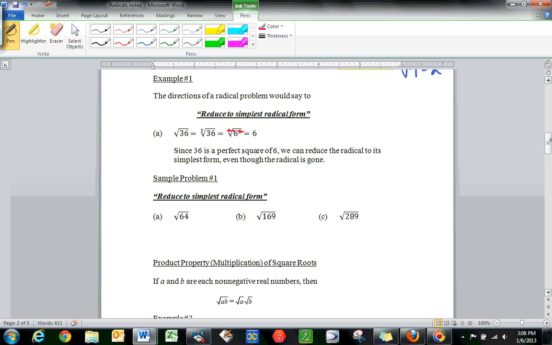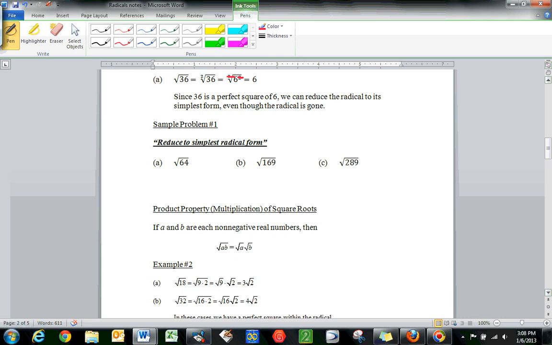So if we look at sample problem 1, just go ahead and pause the video for a second and work parts A, B, and C. Okay, so if we're working these and we've memorized them, that's the ideal situation. Otherwise, you may have used your calculator to help you with this, and we know that the square root of 64 is equal to 8. The square root of 169 is equal to 13, and the square root of 289 is equal to 17. Now, here's the thing.